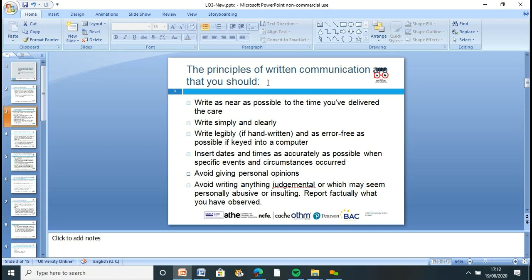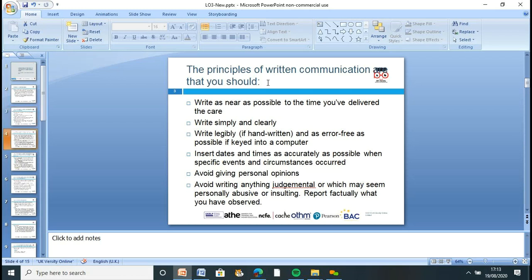Yeah. Fantastic. So the principles of the written communication that you should use is to write as near as possible to the time you've delivered the care. So if you just gave an injection right now, you need to write as soon as you're finished doing that, you need to note it down. Write simply and clearly. Write legibly, so try and write as neatly as you can. Insert the dates and the times as accurately as possible.